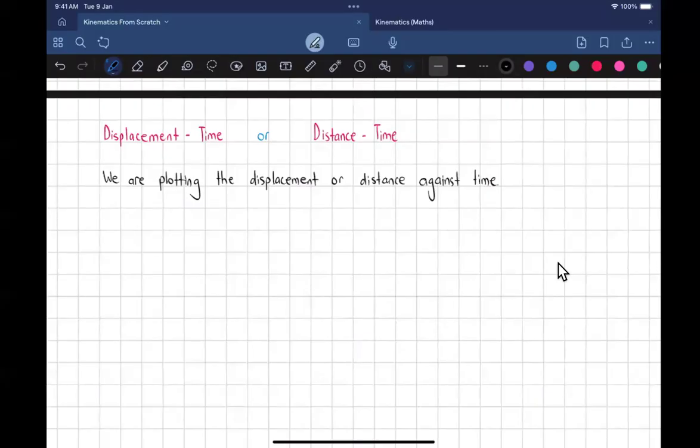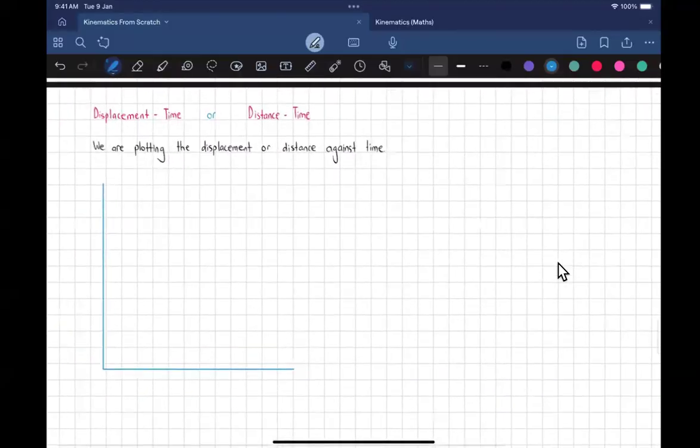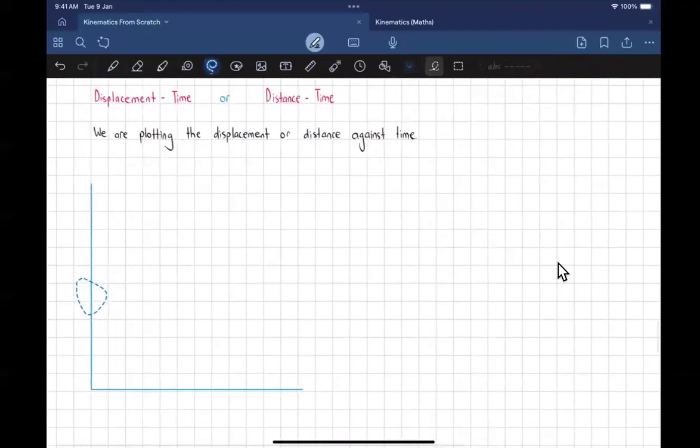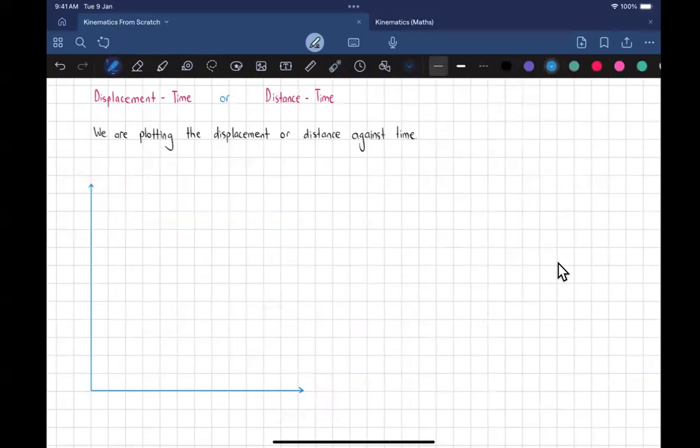So Sasha, what do you think is going to go on the y-axis? And what do you think is going to go on the x-axis? Do you know what the y-axis is and what the x-axis is? How do you know those two? What's the y-axis? This one or this one? One or two? The y-axis is one, right? And the x-axis is two, if it's a displacement time graph or a distance time graph.